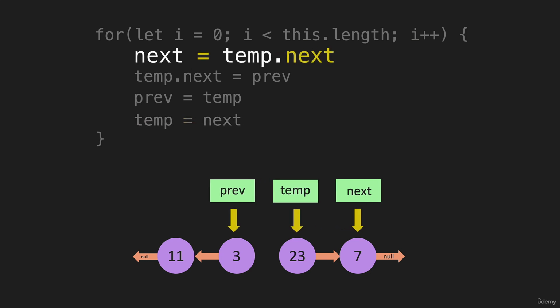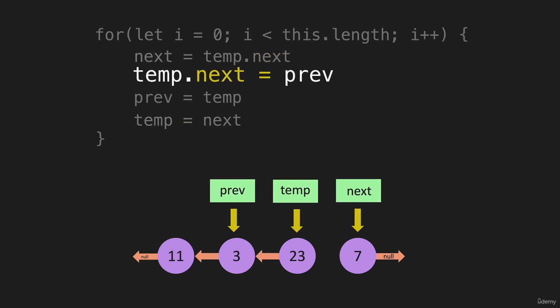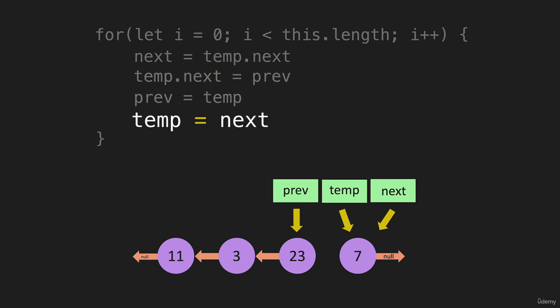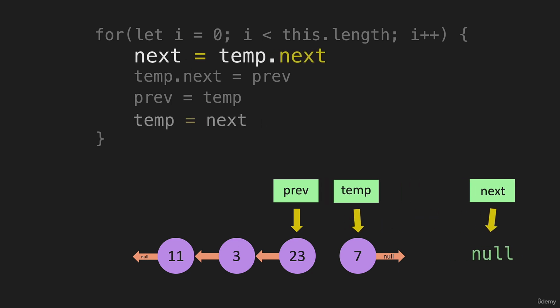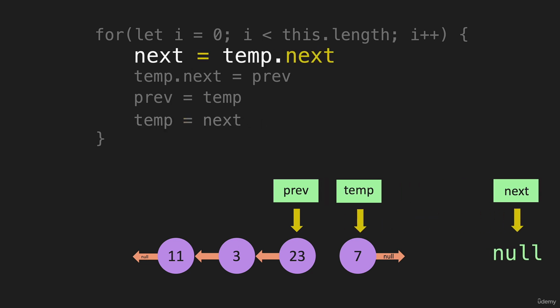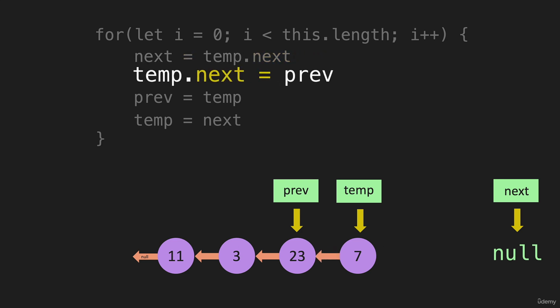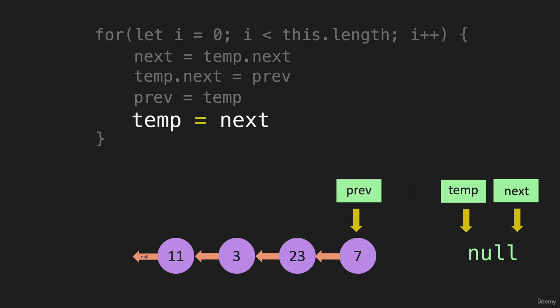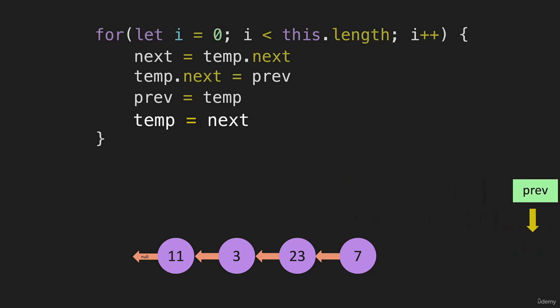And let's just keep running through this. We'll say temp.next equals previous. Previous equals temp. Temp equals next. And this will be the last time that we run through this. We're going to say next equals temp.next. Well, temp.next is null. Temp.next equals previous. That'll be our last one that we flip over. Previous equals temp. Temp equals next. And that is our for loop.